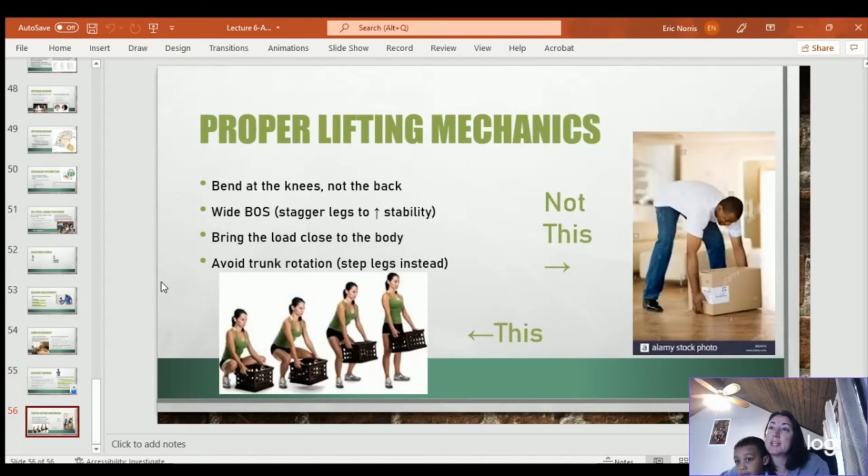Proper lifting mechanics. Make sure that you pull the object close to the body, that you bend at the knees and not the back, that your base of support is wide, and that you avoid trunk rotation. This is just to avoid injury. We talked about this in patient care skills, so you should be familiar with it. But just a quick reminder because that was one of the objectives I needed to cover in this lecture.